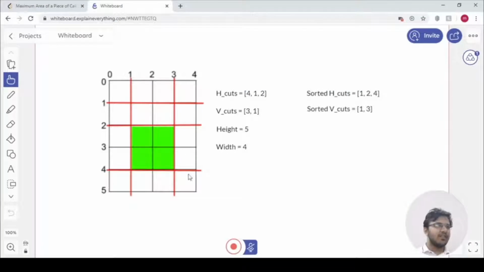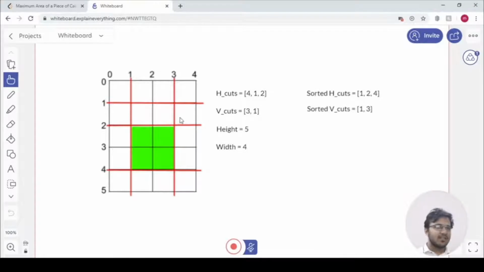Here we are given this cake and these are the horizontal cuts, vertical cuts, height and width. So seeing this data, nothing really comes to the mind when data is in this order. So let's sort it. Sorting the data when ordering is not important usually helps to understand the data and it becomes much easier to analyze the data. So after sorting these arrays, we get these 1, 2, 4 and 1, 3. So after seeing the sorted data, something comes to the mind.